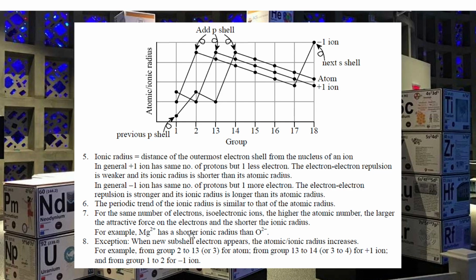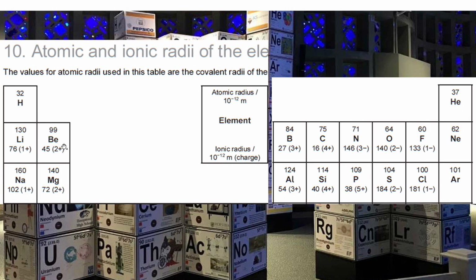Exception: when a new subshell appears, the atomic and ionic radius increases. So suddenly when the p shell appears, look for the p shell. If it appears, then there will be a rise in the atomic and ionic radius. You can see the trend. The general trend is going down for the atomic radius. You can find it in table 10.